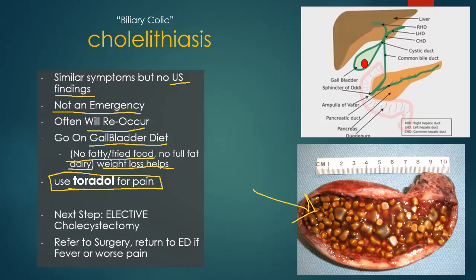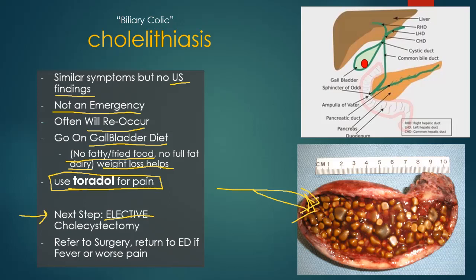So if somebody has a whole lot of stones or they've been having a lot of problems with biliary colic, but they never seem to have acute cholecystitis, I always educate my patients and tell them that they need to go follow up with the surgeon for an elective cholecystectomy. That's what happened here. This is an elective cholecystectomy.